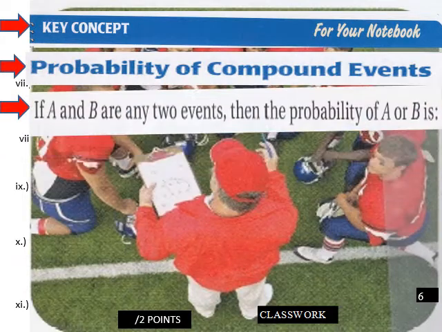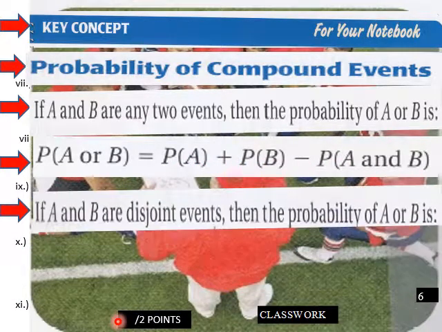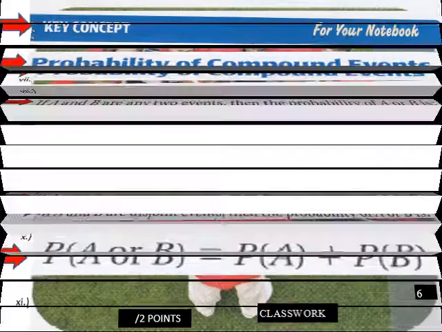Okay, key concept: probability of compound events. If A and B are any two events, then the probability of A or B equals P of A plus P of B minus P of A and B. So that would be your situation there. If A and B are disjoint, then the probability of A or B equals the probability of A plus the probability of B.